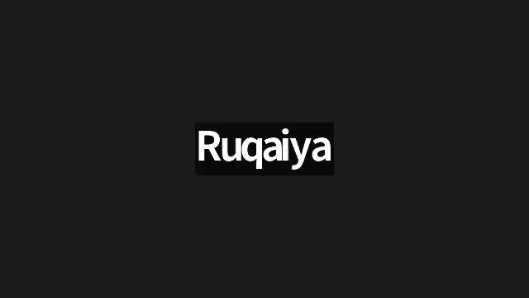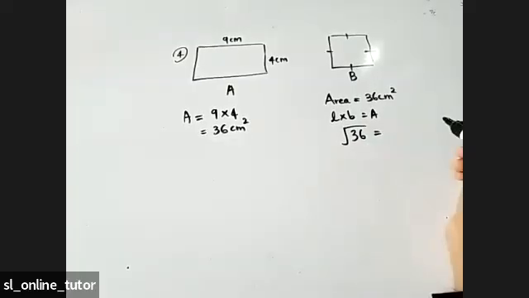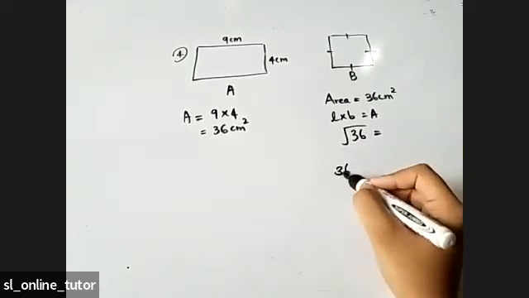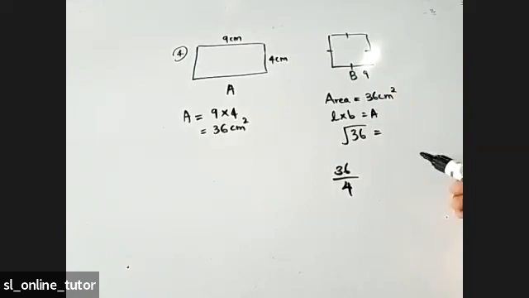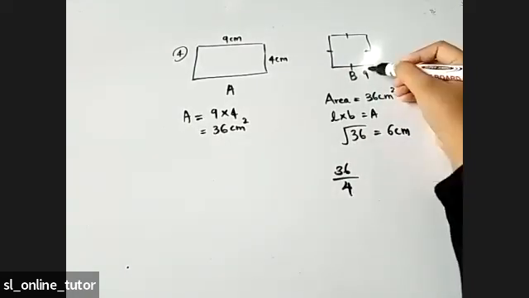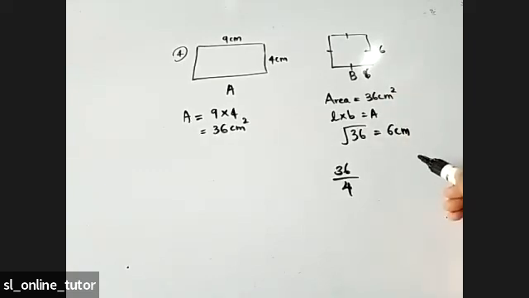Find the square root of it. Yes, you have to find the square root of it. Can you understand? Some students have done 36 divided by 4. If you divide this, you are getting 9. But the square root of 36 means 6 centimeter, because 6 into 6 is 36, not 9 into 9.